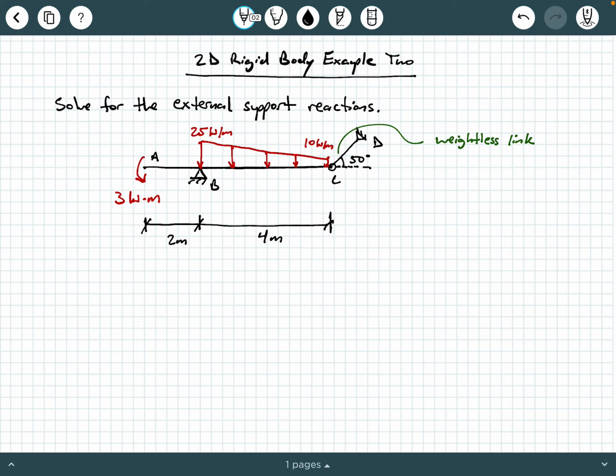Hi everybody, Dr. A here, and in this video we are going to be exploring another example of two-dimensional rigid body equilibrium in solving for external support reactions. So let's take a look at the system we have.